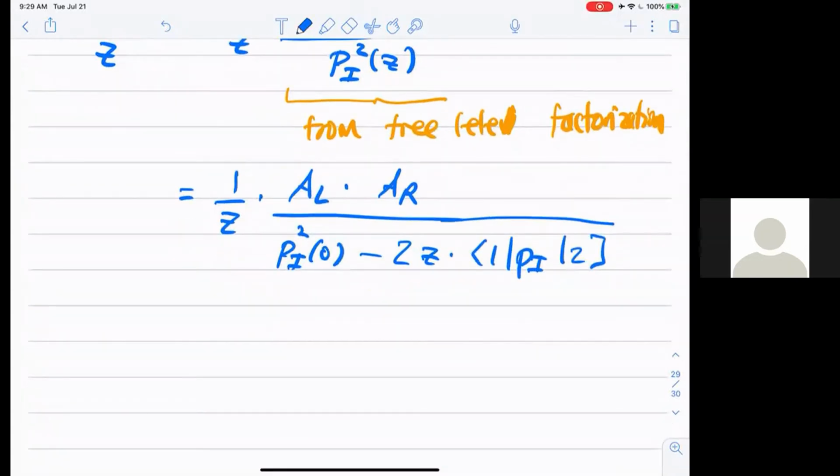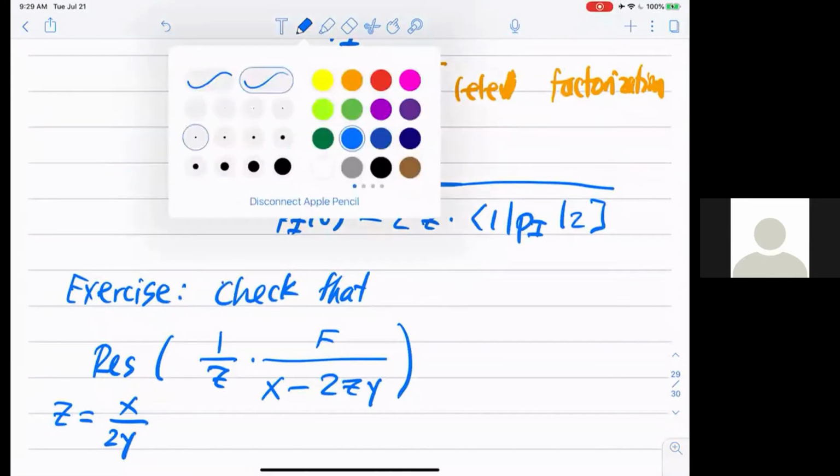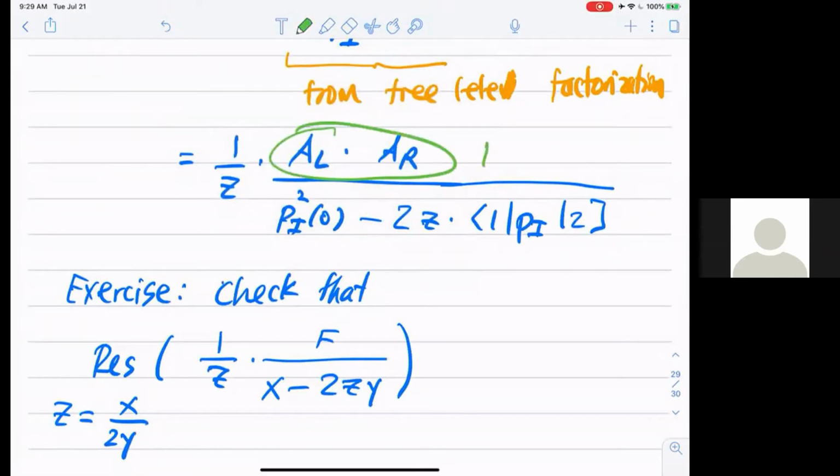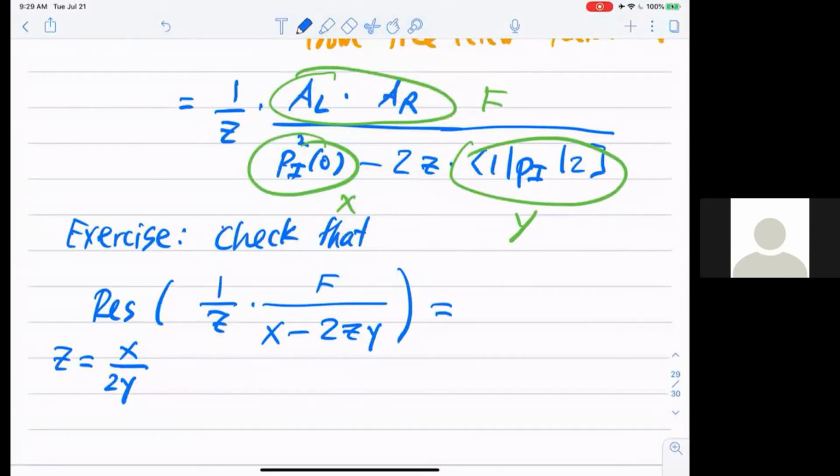Okay. And now, here's a short exercise. Check that the residue at z equals x over 2y of the quantity 1 over z times f over x minus 2zy. You see what I'm doing here? Just for simplicity, I'm calling this f, I'm calling this x, and I'm calling this y. You can check that the residue of this is equal to minus 1 over x.